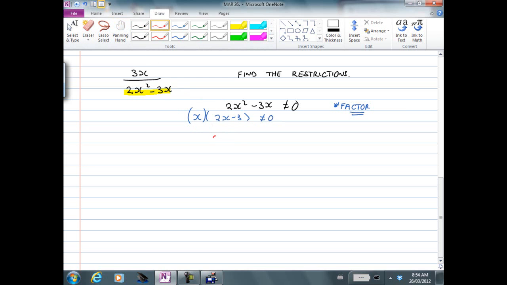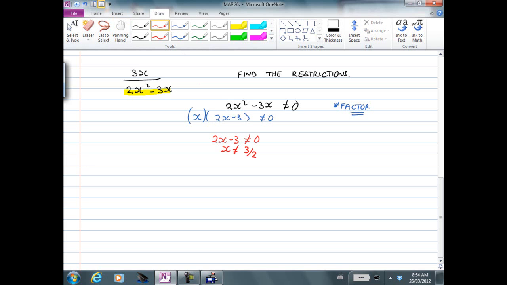So we're going to say this. 2x minus 3 cannot equal 0. Because I don't want it equal to 0. I don't want this bracket equal to 0. What is x then? x cannot equal 3 over 2.